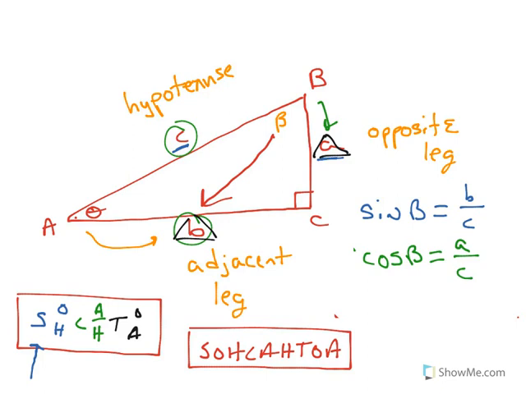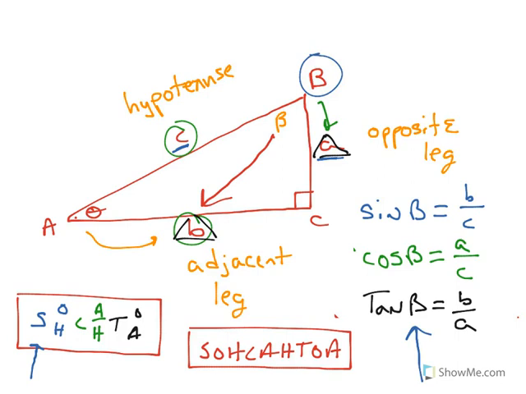And if you want to do the tangent ratio from angle B, tangent is still opposite to adjacent, but what is opposite now? It's going to be side B compared to adjacent, which is side A. So there are your three trig comparisons working from angle B instead of working from angle A.